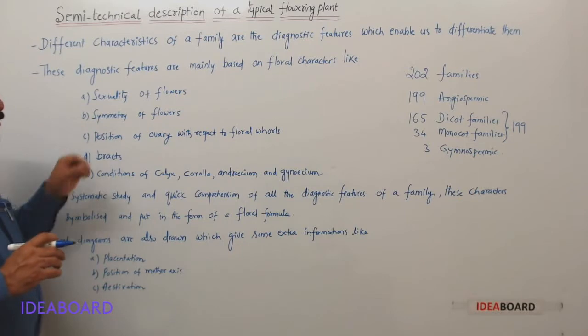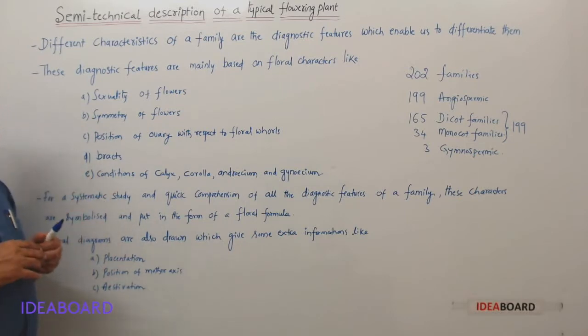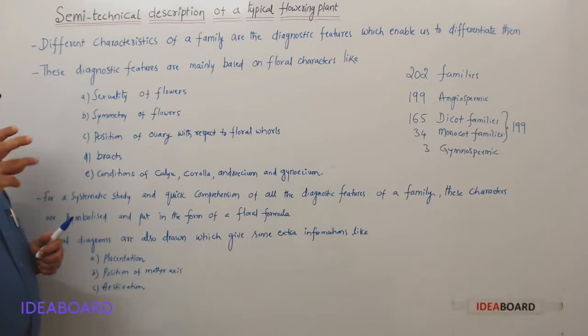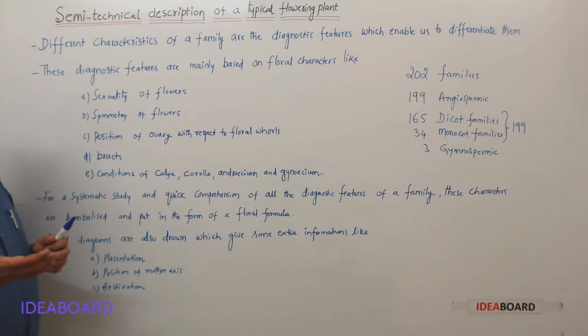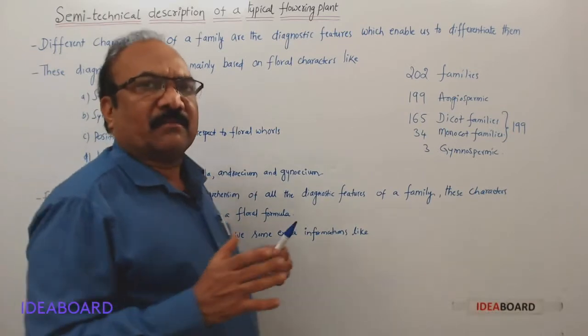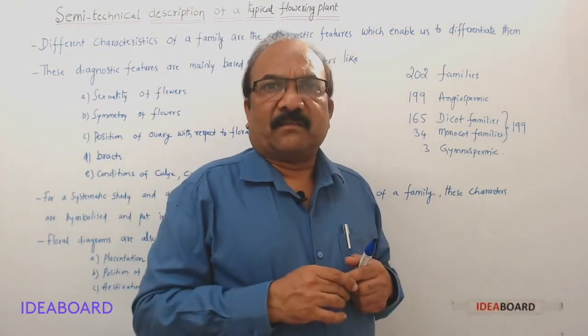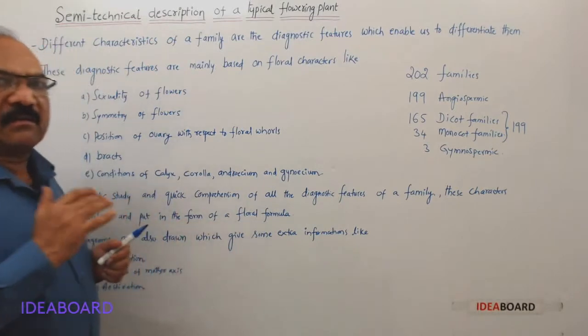And position of ovary with respect to floral whorls. The position of ovary may be superior, or half superior, half inferior, or inferior. Based on that, we recognize three types of flowers: hypogynous, perigynous, epigynous. So that is position of ovary. And bracts: some flowers have bracts and we call them bracteate flowers, and some are without bracts and we call them ebracteate flowers. So we will check whether bract is there or not.